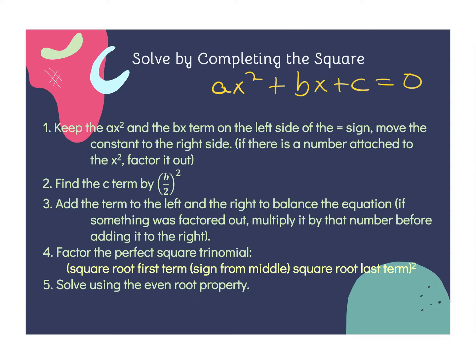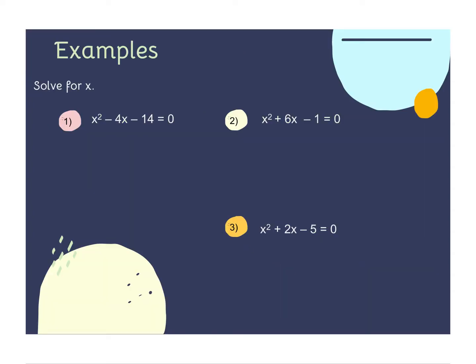Then we're going to take the b term, divide it by 2, and square it. Then that's what we'll be adding to both sides to keep the equation balanced. Then the left side becomes a perfect square trinomial that we can factor, and then we use the square root method. So let's go ahead and do some examples.